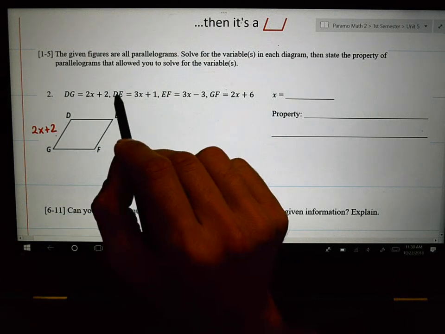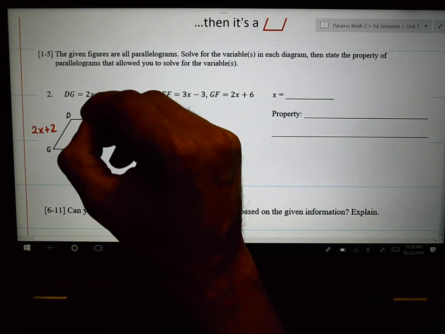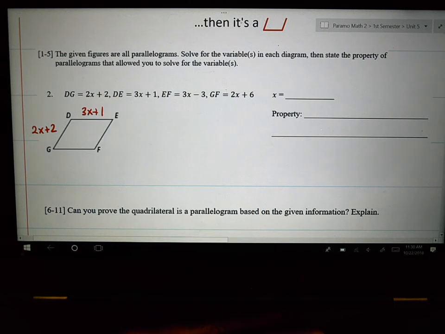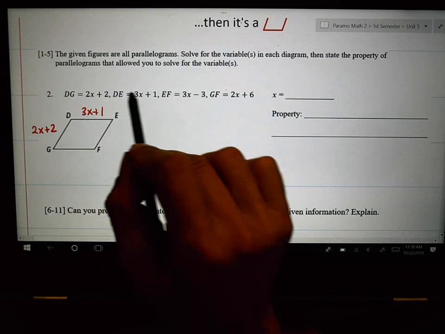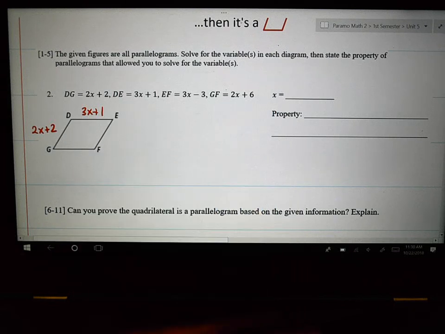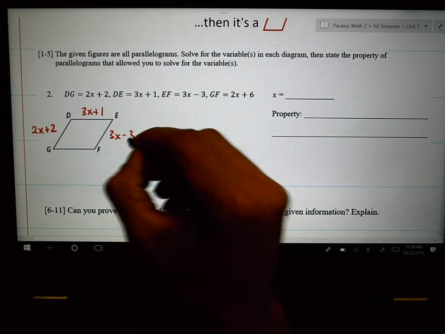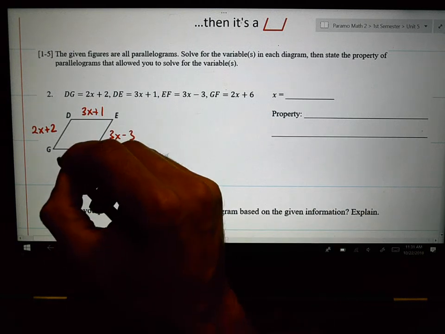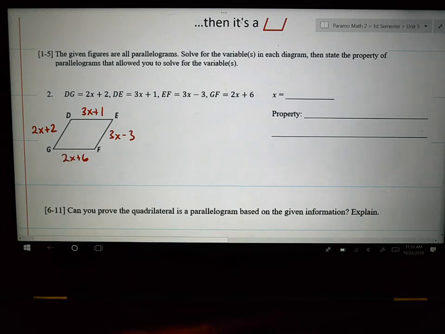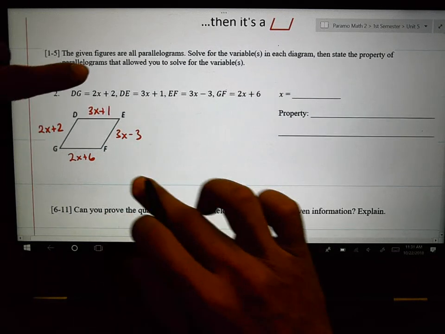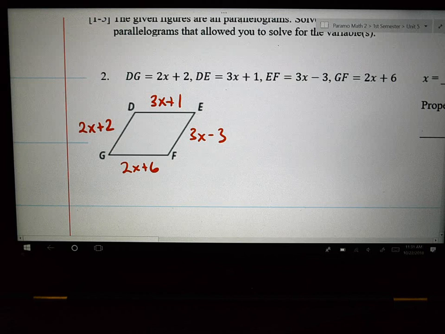They also say that DE is 3x plus 1. I would recommend that you put the 3x plus 1 next to DE. Side DE is 3x plus 1. I do the same with EF, and the same with GF. So that's my first step. It looks like that.